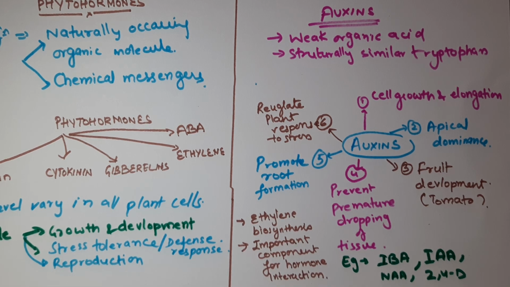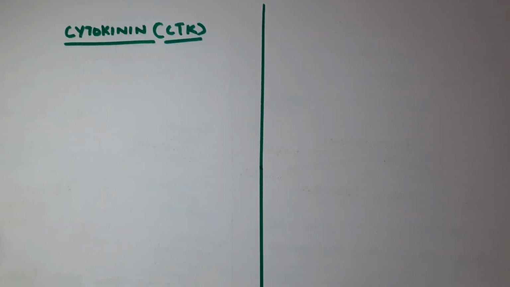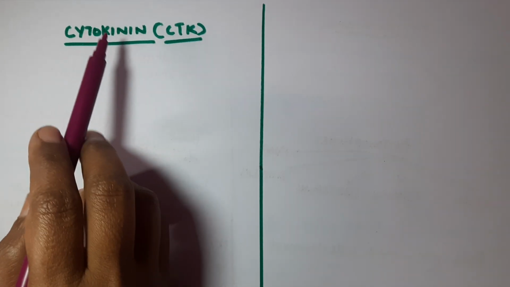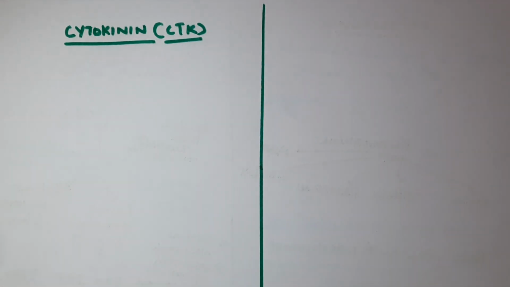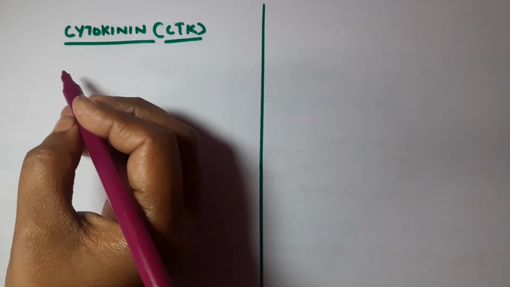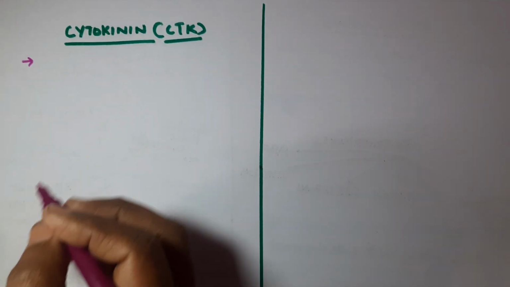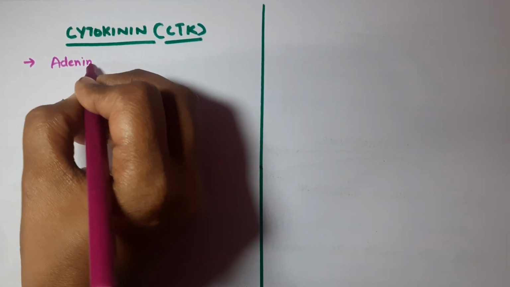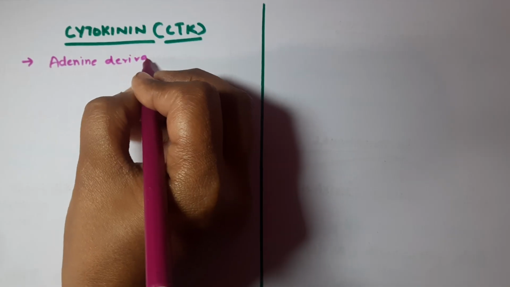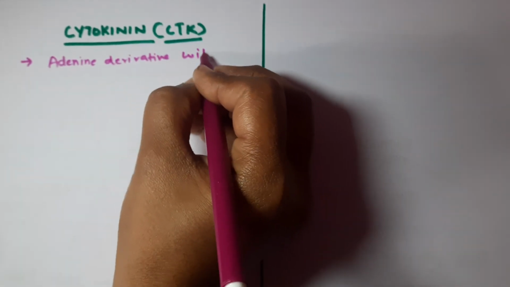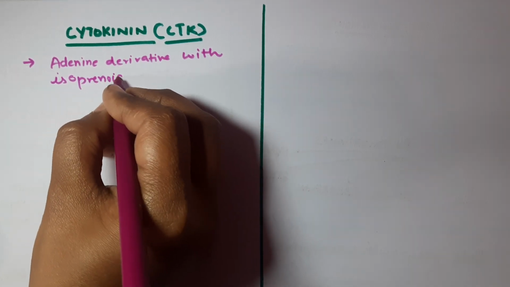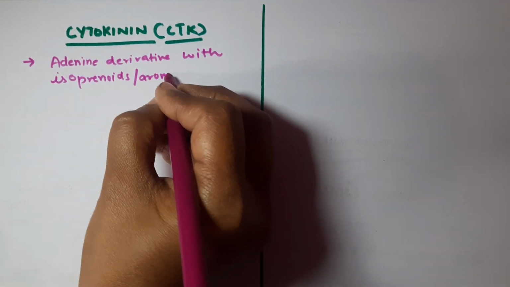So now after auxin, we will move on to the next hormone, which is cytokinin. The name itself suggests it: cyto means cell, kinin means division. So this particular phytohormone is involved in cell division. If we talk about what cytokinin is, then they are adenine derivatives with isoprenoid or aromatic side chains.